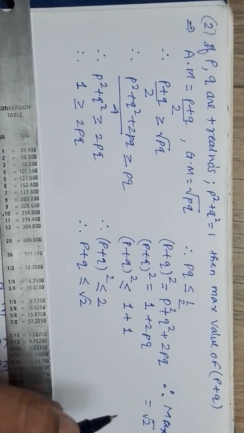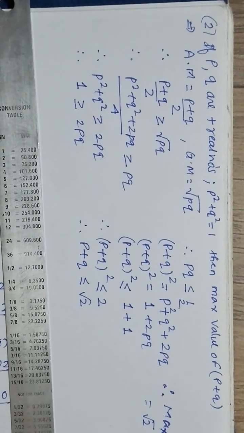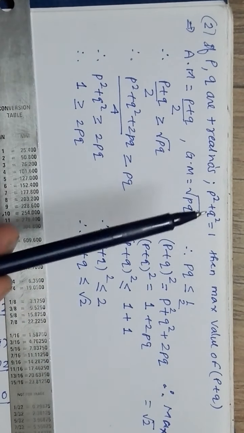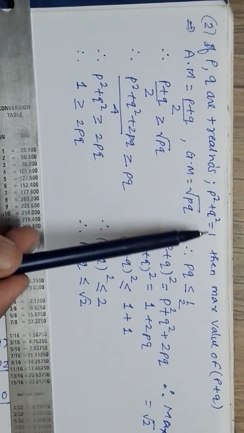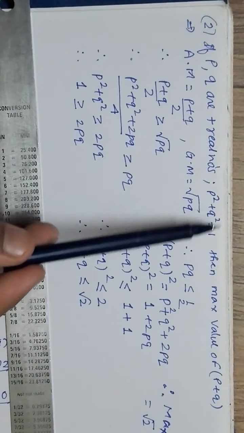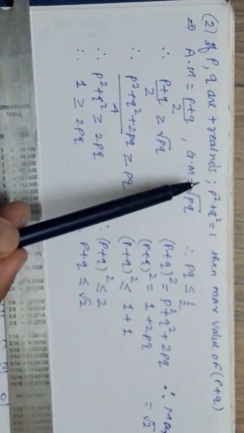So maximum value is equal to root 2. So you will not be directly told to use AM and GM. You will have to think whether a particular relation which is given, if I use this relation, will it help me? How did I come to know from this? Here I got p square plus q square is equal to 1, right? So this relation immediately clicked in my mind that these are two numbers where I can get p square and q square immediately.